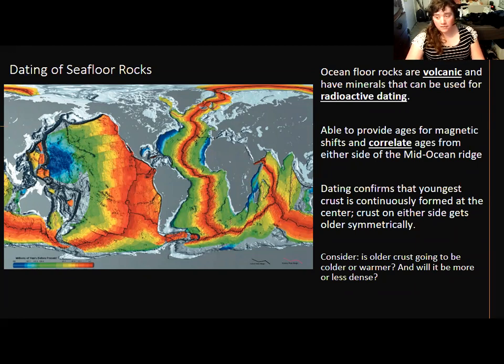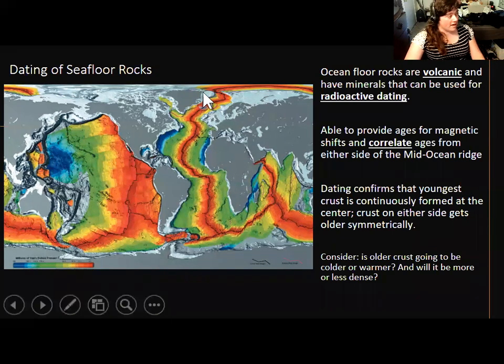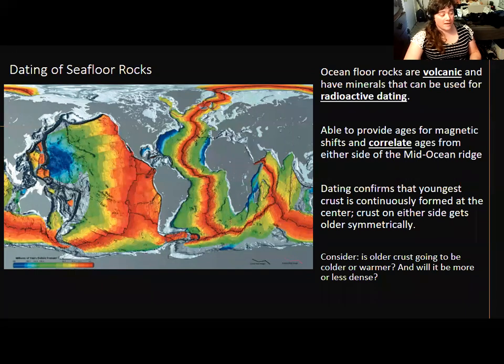So the takeaway from this is that we have symmetrically older and older rocks on either side, and the rocks are cooler and denser on either side as well. In this color scheme, you can see that they intentionally chose red for the youngest rock at the mid-ocean ridge itself, and then the blue represents the oldest oceanic crust, which is not actually that old. The oldest ocean rocks we have are only 200 million years old, which sounds like a lot, but there are dinosaur species that lived before that.